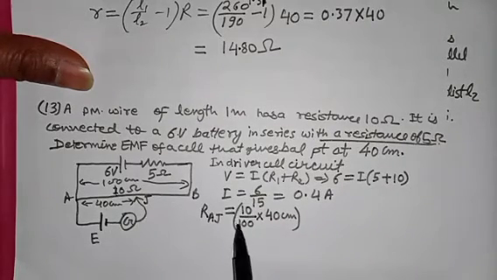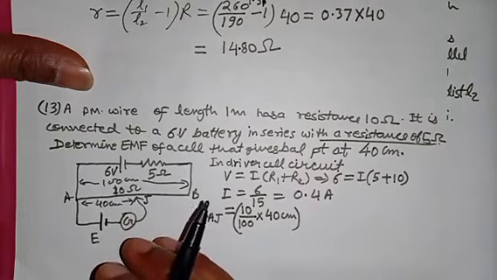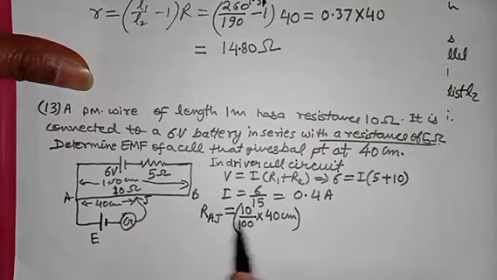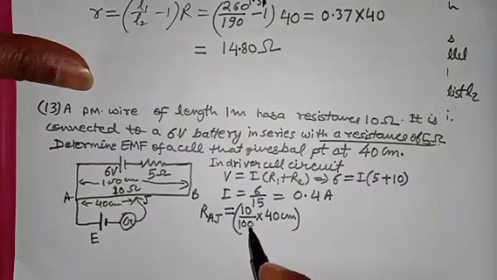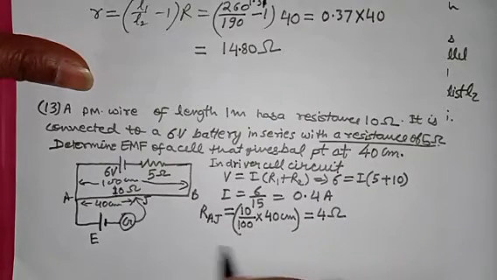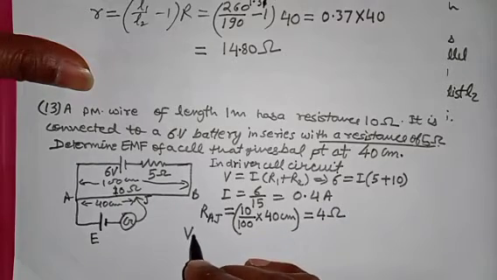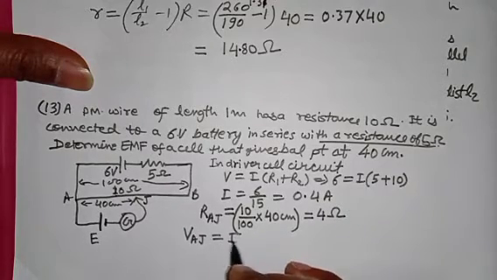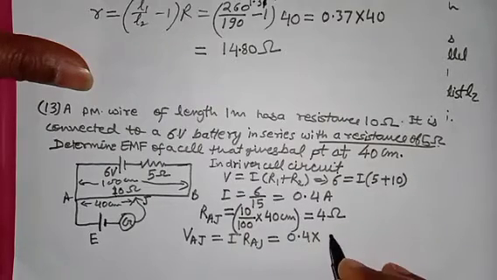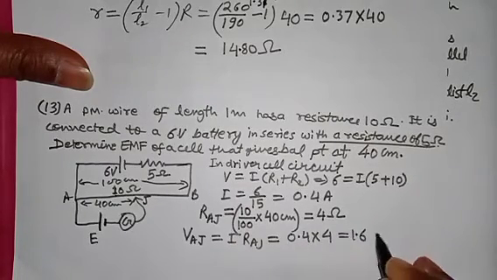Actually, 100 centimeter wire has a resistance of 10 ohm. So 1 centimeter will have 10 by 100, so 40 centimeter will have this, that is equal to 4 ohm. Now we will find VAJ, which is equal to I times RAJ. I is 0.4, R is 4, so 1.6 volt.